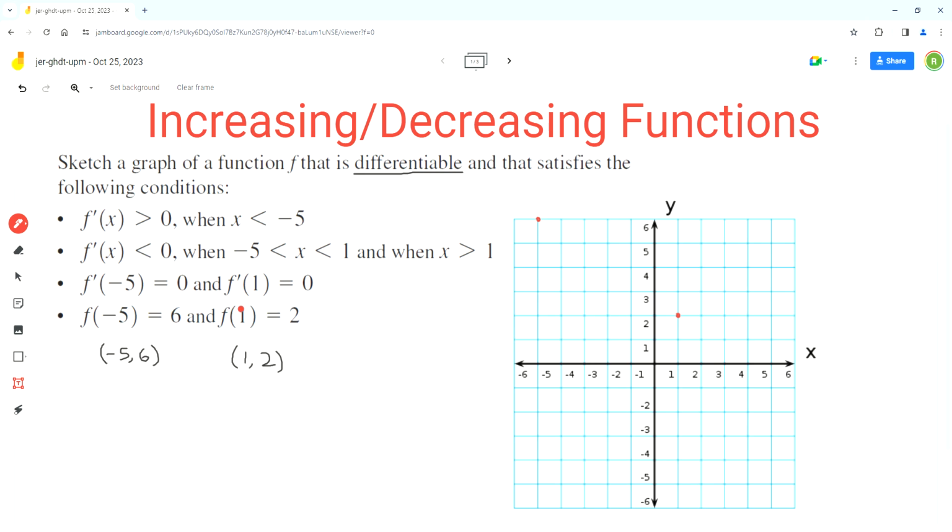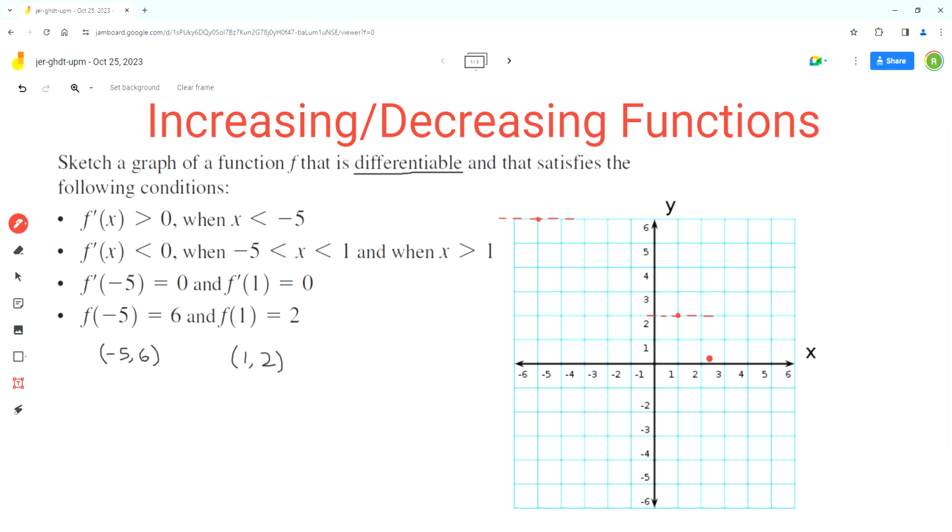Now we should analyze the third condition. And the third condition is f prime of -5 is equal to 0 and f prime of 1 is equal to 0. So that means that the derivative at these points is equal to 0, and that means the slope of the tangent at x equals -5 and x equals 1 is equal to 0, and that means the tangent is horizontal to the function at x equals -5 and x equals 1. So we can show that as horizontal lines at these points, and I can use broken lines to show that they are distinct from the graph we have to sketch. So the tangents at these 2 points are horizontal.